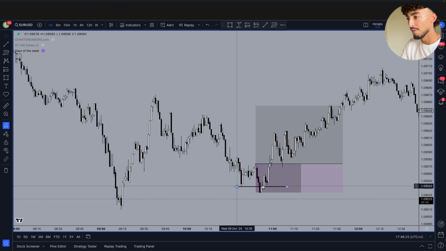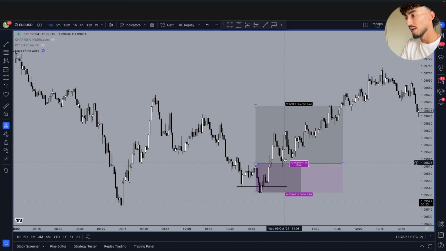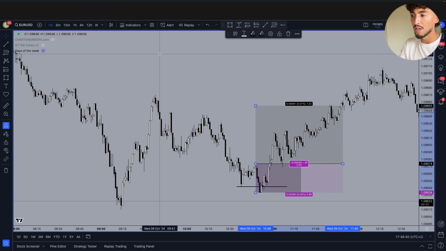Here you can see where the M5 sweep, MSB, RTO, which means return to the origin, also known as a retest, basically. And price came into my limit here, and then it pushes up. I'm going to show another example for shorts.